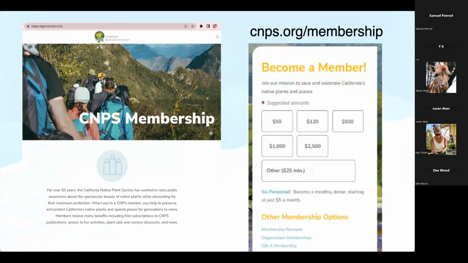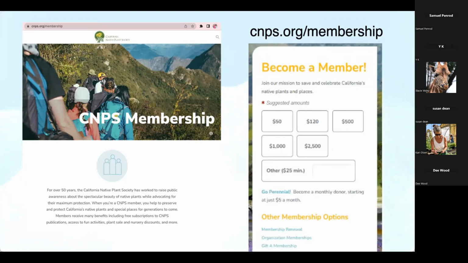I said the membership was $50, but there is an option to choose other price options. And higher membership levels are available for those who are able to help this organization more financially, and it's a great cause. The regular membership link is right there, cnps.org/membership. Remember, this is the link to join up.